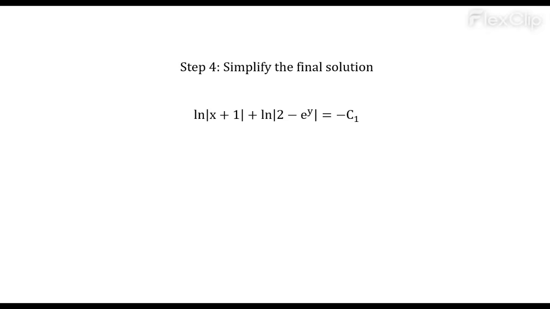Okay, then using the properties of logarithms, we get this value ln of x plus 1 plus ln of 2 minus e raised to y. These two terms we can multiply within the bracket and take the entire log. Okay, so let's see what the next step is.